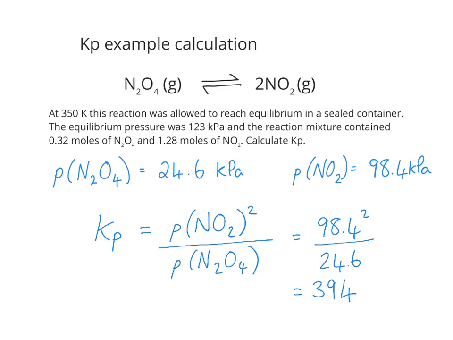I'm also going to put my units on, of course. I was given it in kilopascals. I've got 2 lots of kilopascals on the top because my NO2 is squared, 1 on the bottom, so if I was working through units, this is what I would have. Cross the 2 out, and actually my unit is just kilopascals. As simple as that.